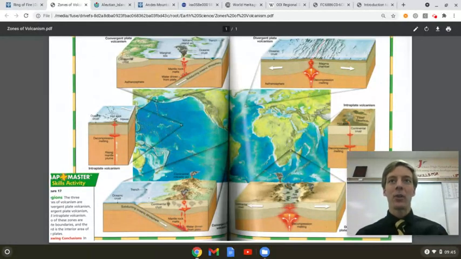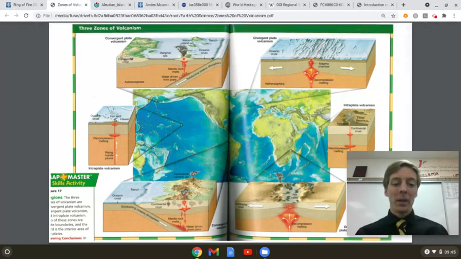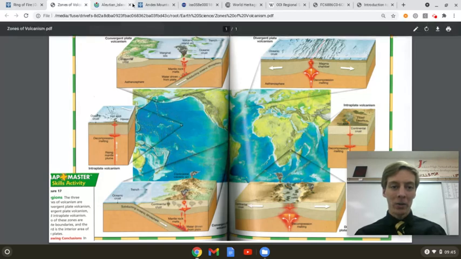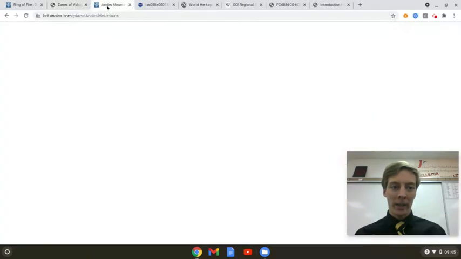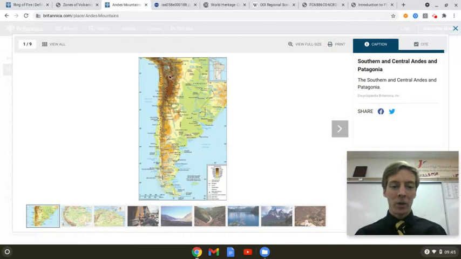So, same as before, with a couple little differences. A lot more silica in this. You get a different type of magma. You get more silica in the magma. But here we go, the Andes Mountains cut off right here. So there's the Aleutian Islands. Let's click that out. Here, the Andes Mountains.